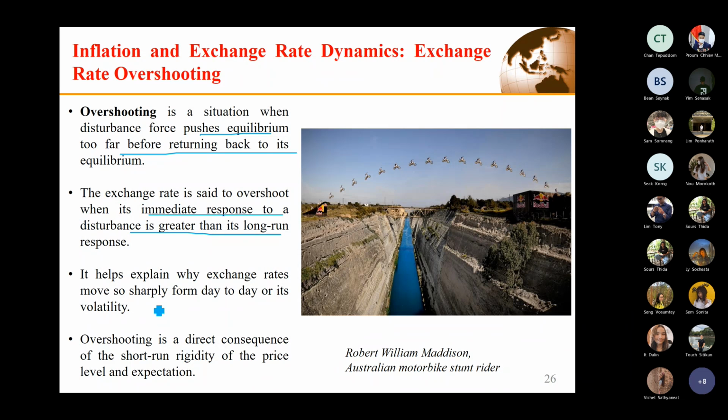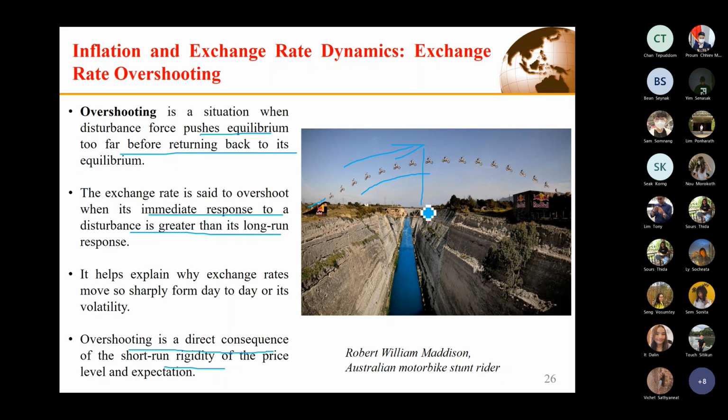Overshooting is the consequence of the short run rigidity of the price and the expectation. I have an image which is easy for you to remember. This is the motorbike stunt rider Robert Williamson, he's an Australian. So you see the motorbike here. The motorbike is running with a speed that pulls it forward.